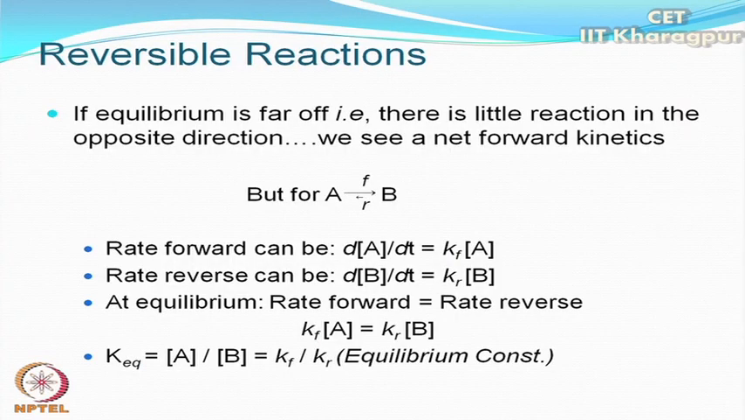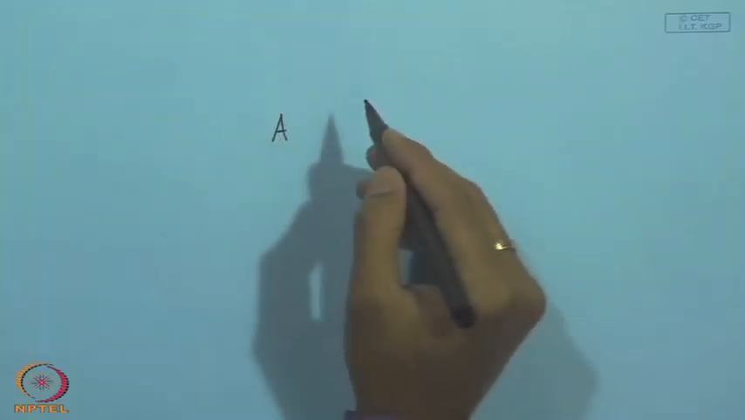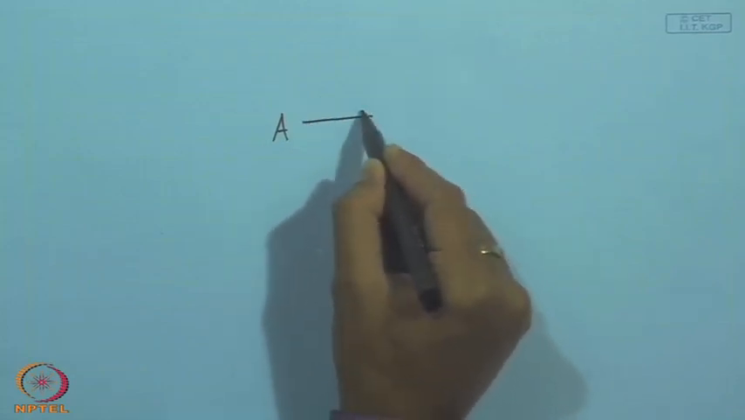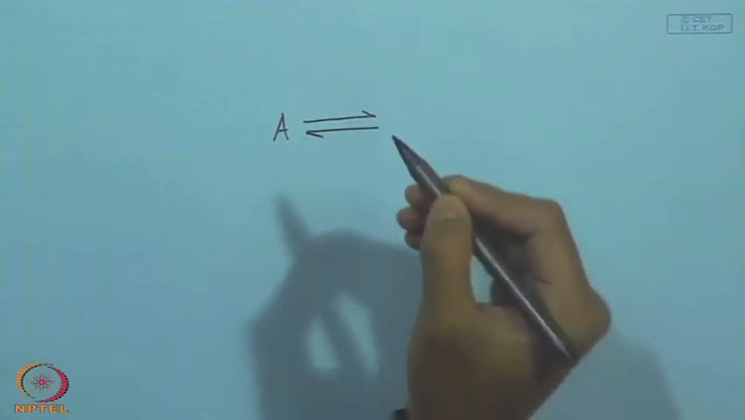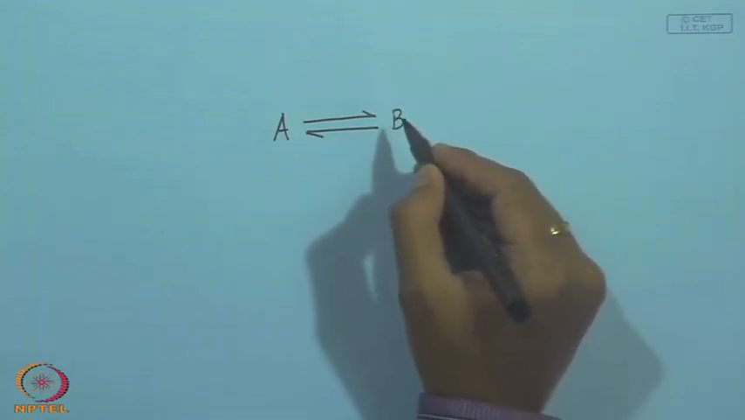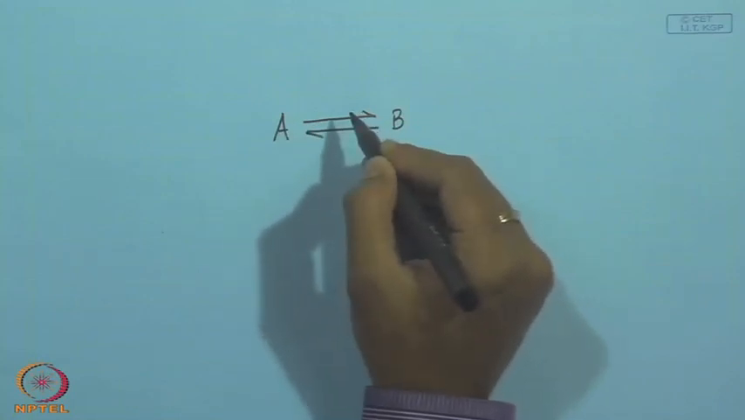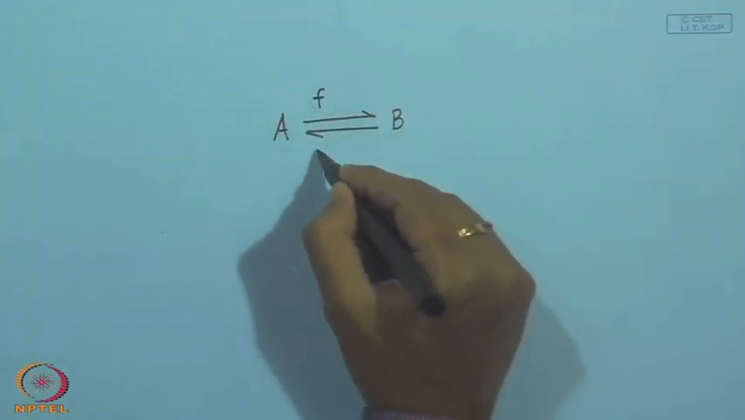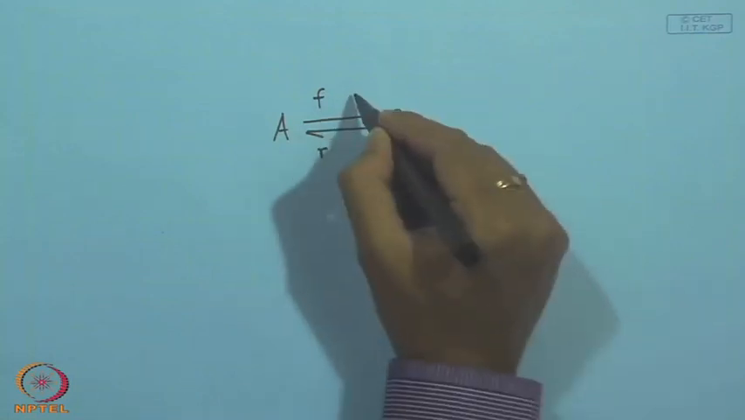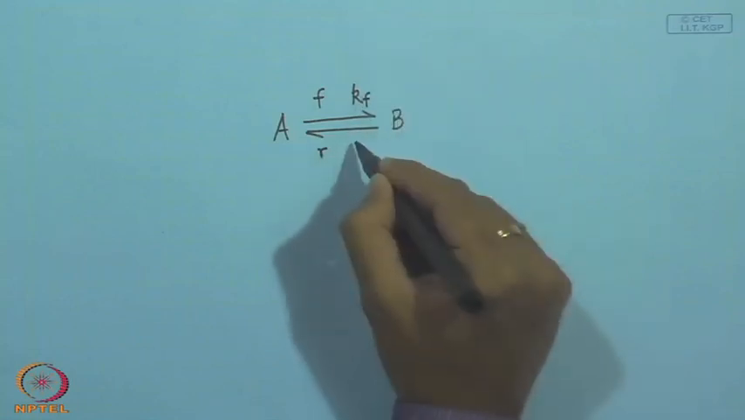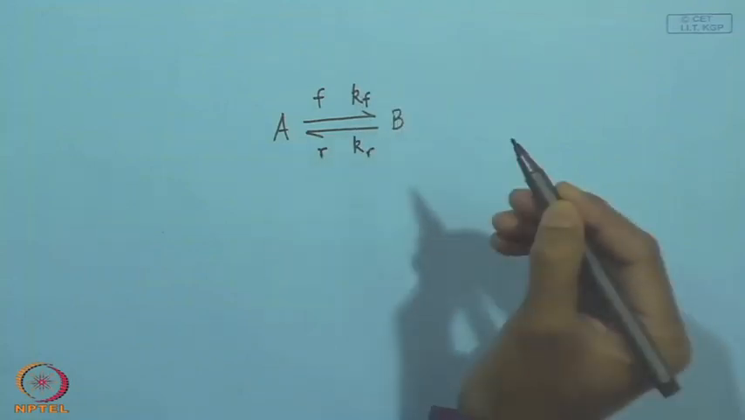But if we think of a reaction like this, where it is not far from equilibrium, maybe close to equilibrium, there is a net back reaction, and in both the directions the reaction is of first order kinetics. That is, this is the forward reaction, and this is your reverse reaction, with corresponding rate constants Kf and Kr.